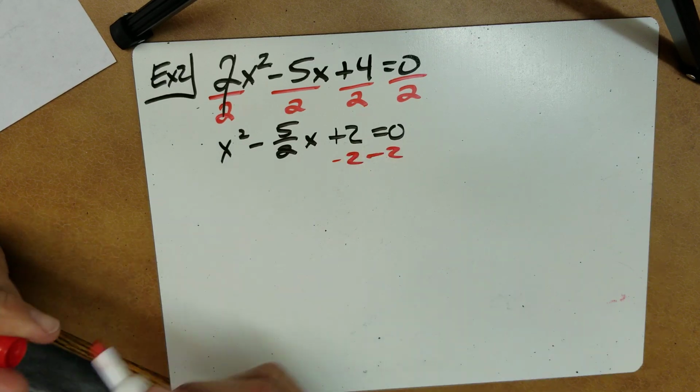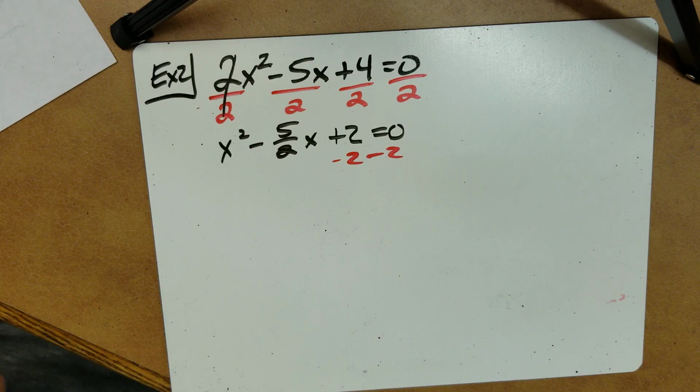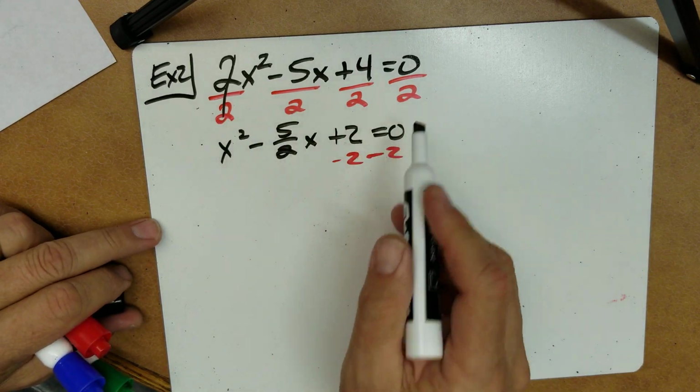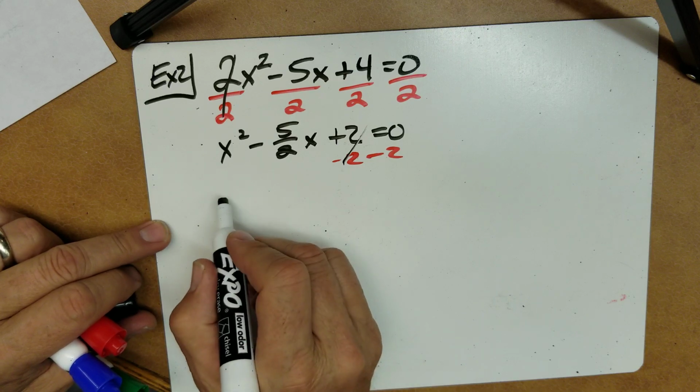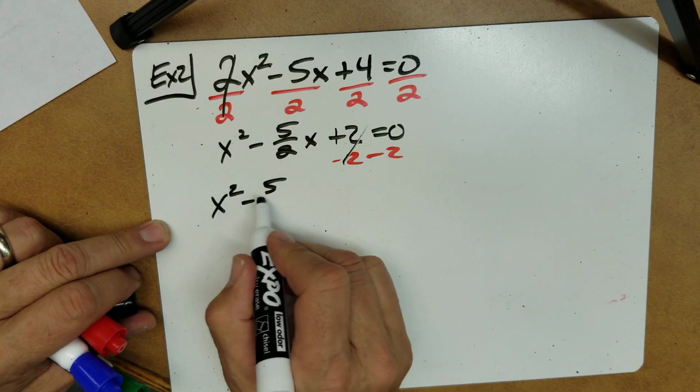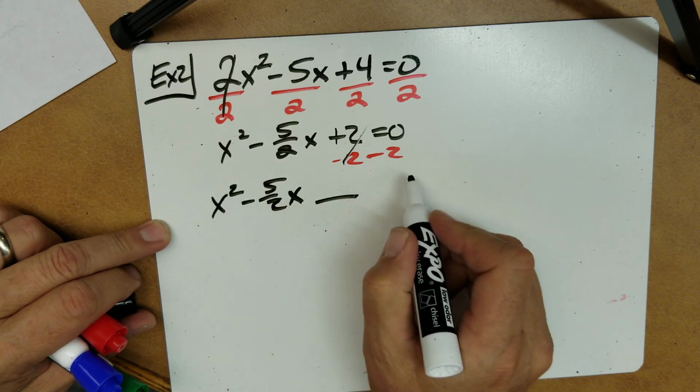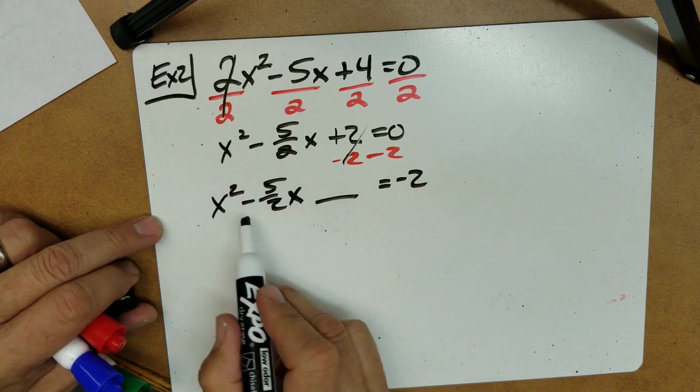Step 2, what am I going to do? I'm going to subtract 2 on both sides. I got to get rid of c. That's what I'm doing. So step 1, divide everything by a. Step 2, get rid of c. I'm doing that right now. x squared minus 5 halves x. Leave myself a little space there so that I can complete the square.